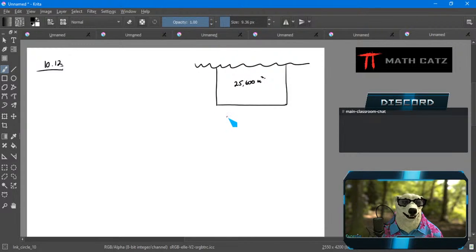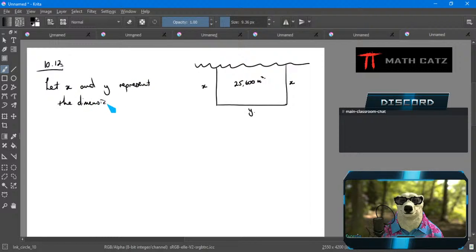And then, of course, I need to know the dimensions here. Let's go maybe x for the two side lengths and y for the other one. Of course, I have to write a sentence to define that. Let x and y represent the dimensions of the field as shown. I don't need to be too detailed, but I need a sentence. My picture can help my sentence, but it does not stand alone.